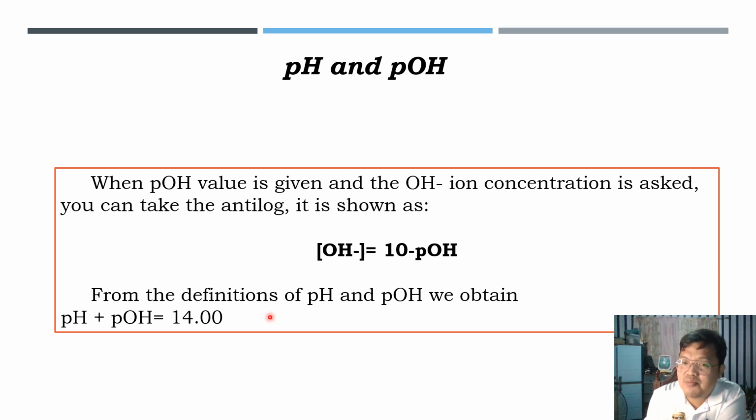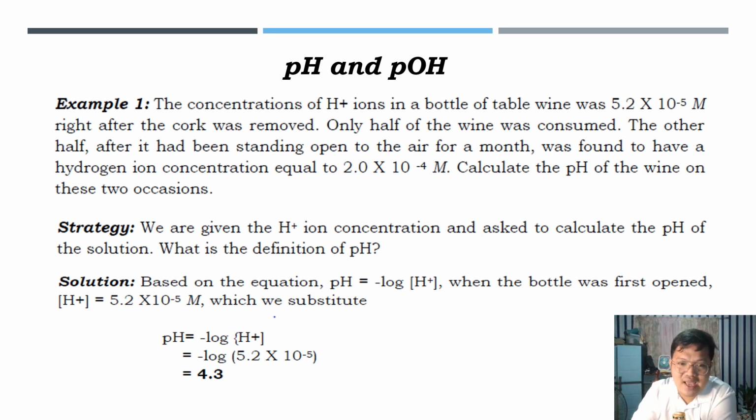From the definitions of pH and pOH, we obtain pH plus pOH is equal to 14. Constant yan na 14 palagi, because when you add the pH and the pOH, that would always be equal to 14. Here is now the example.